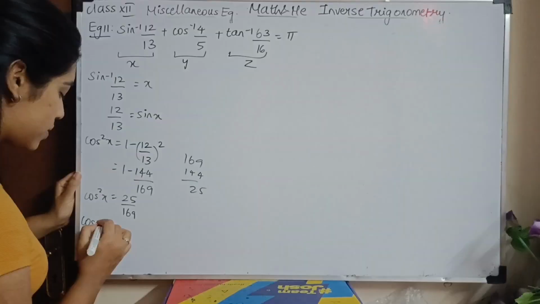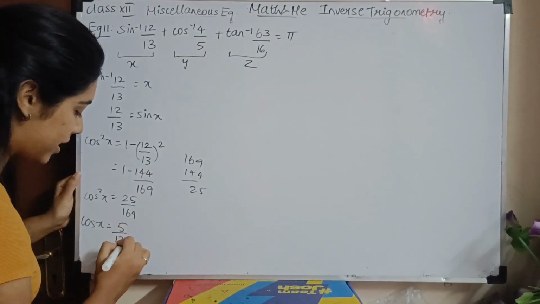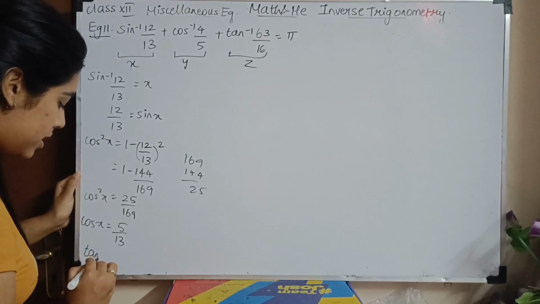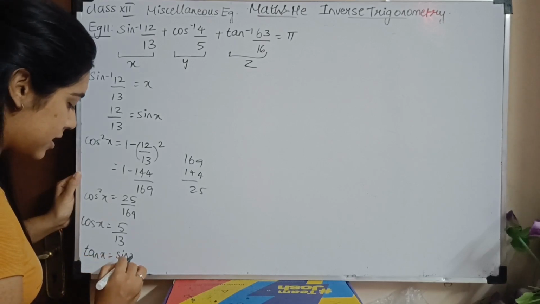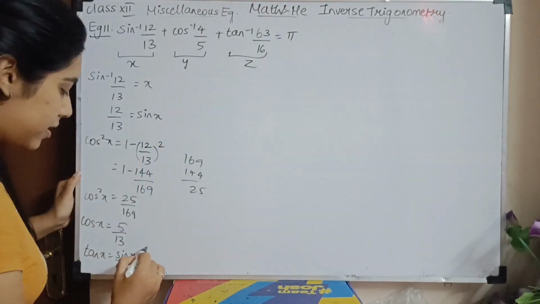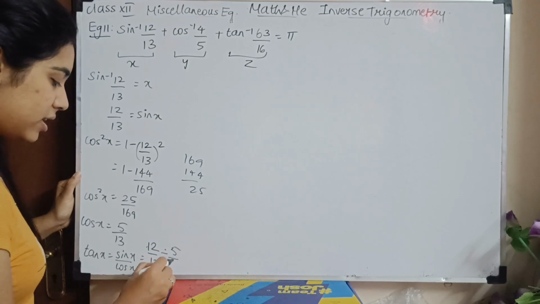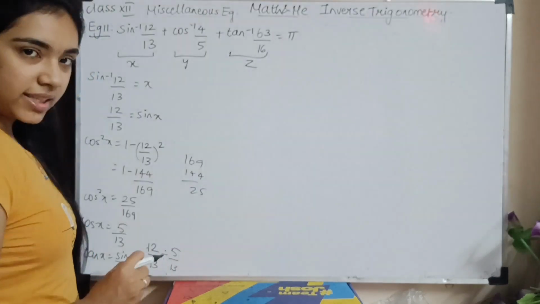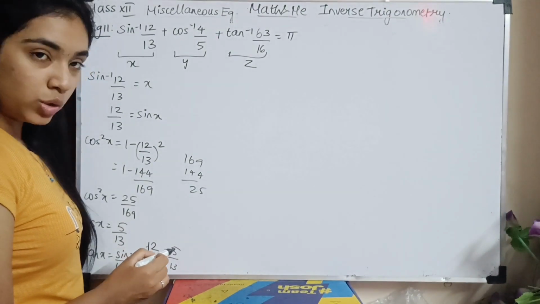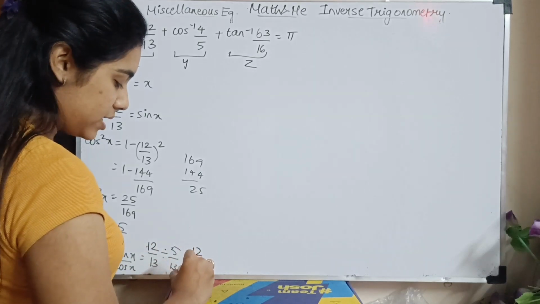So what will be my cos x? The square root of this. Correct? So 25 divided by 169 square root is 5 divided by 13. What do you know about tan? Tan x is sin x divided by cos x. What is the value of sin x? 12 divided by 13 divided by 5 divided by 13. So, take the reciprocal: 12 divided by 13 into 13 divided by 5. So, the 13 and the 13 will get cancelled. So, I will be left with 12 divided by 5.